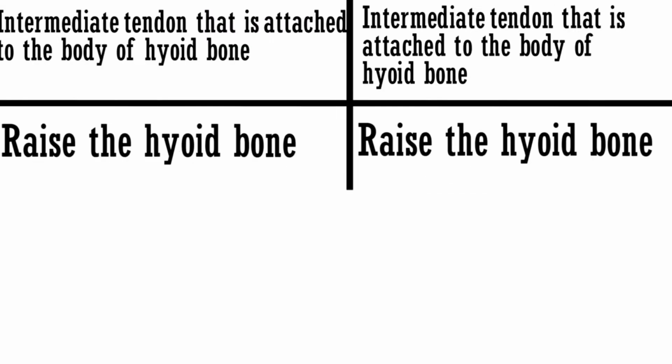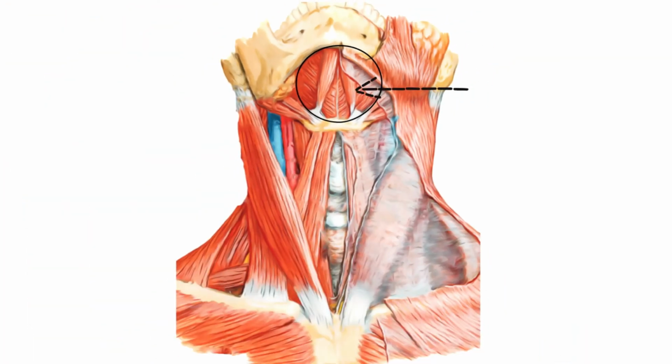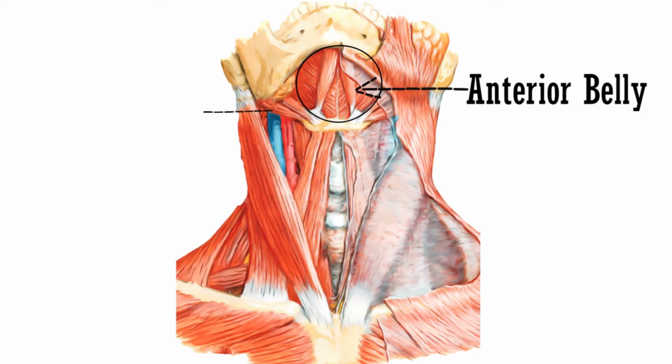Let's have a look. This band, which you can see, is the anterior belly of the muscle, and this band is the posterior belly that originates from the mastoid notch of the temporal bone.